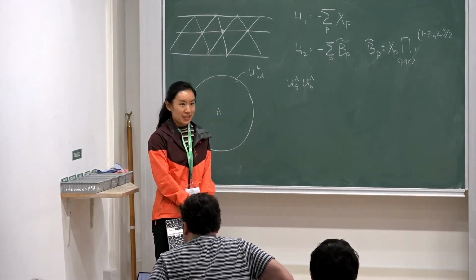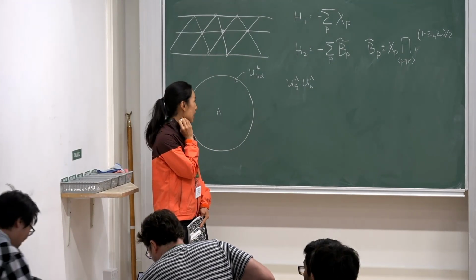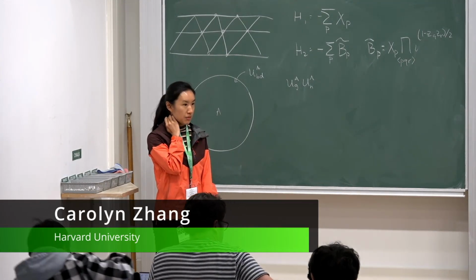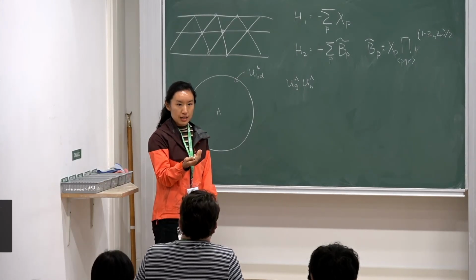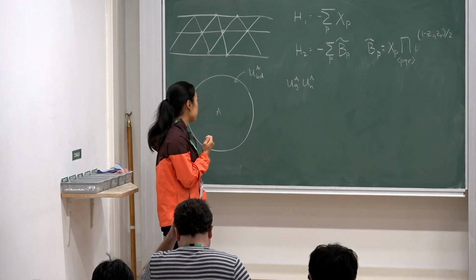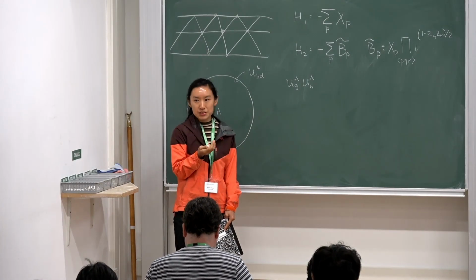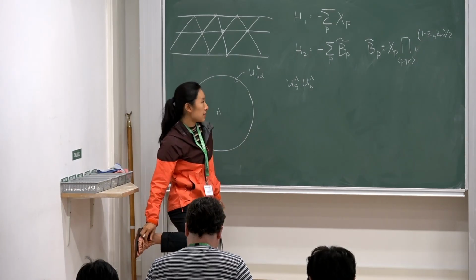Yeah, so last time we talked about SPTs and how to detect them from the boundary anomaly and also from properties of their defects. And today we're going to continue studying 2+1D SPTs.